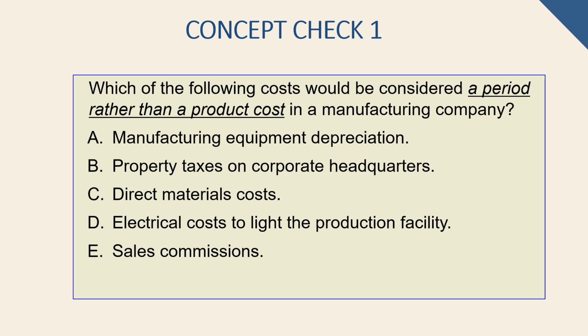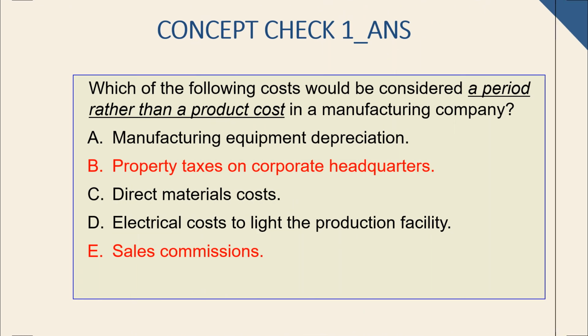Here comes our concept check number 1. Which of the following costs would be considered a period rather than a product cost in a manufacturing company? You have a few seconds to think about the answer. The answer is B and E. Property taxes on corporate headquarters and the sales commissions are period costs.